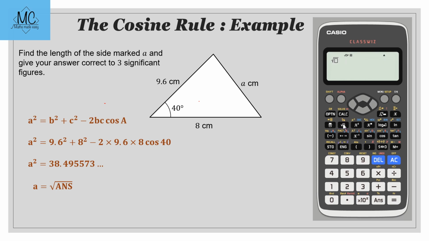Now square root this answer and you'll find the final answer here. Okay, so which is 6.204480, but as the question is asking for 3 significant figures, the answer should be only 6.20 centimeters to 3 significant figures. And this is how you need to complete your answer or complete your workout for this question.